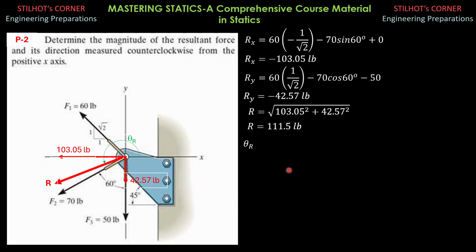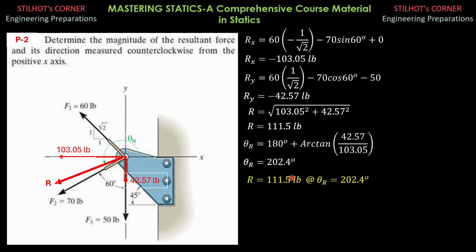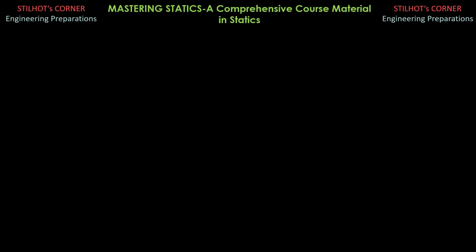So theta R is 180 degrees plus arctan of 42.57 over 103.05. So theta R is 202.4 degrees. Therefore, our final answer: R is 111.5 pounds at theta R equals 202.4 degrees. So that's it for this problem.